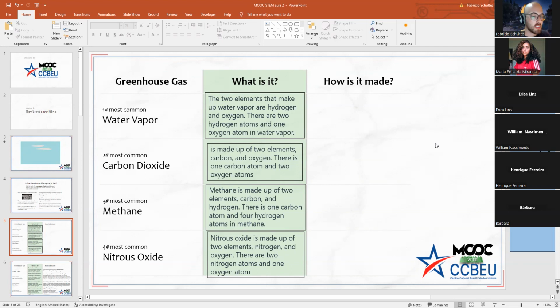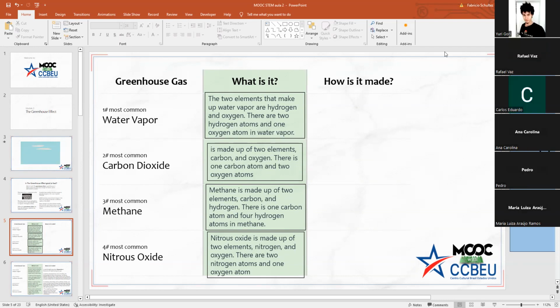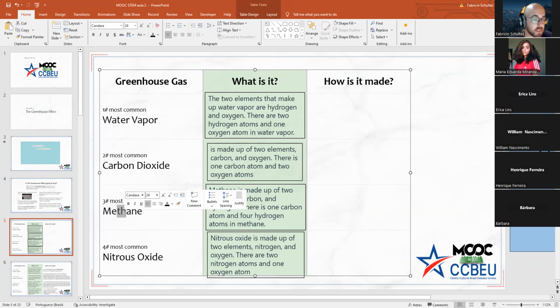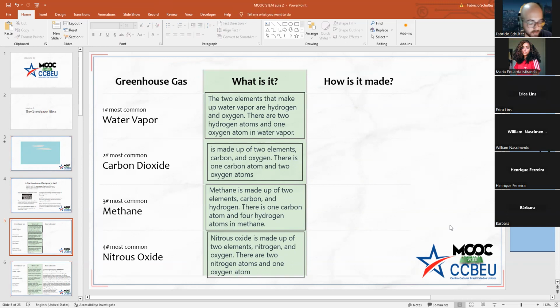Depois, carbon dioxide. So, carbon dioxide, depois é methane, metano. Então, lembra, olha só, aqui a gente tem um TH. Então, tem que fazer assim, ó, methane, com aquela cobrinha do TH, tá? Methane. E depois, nitrous oxide. Nitrous oxide.